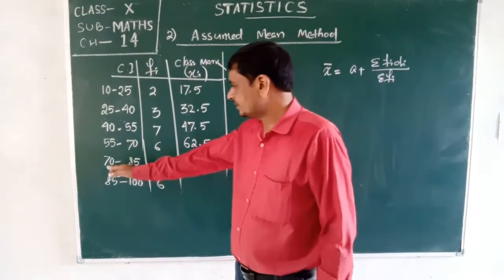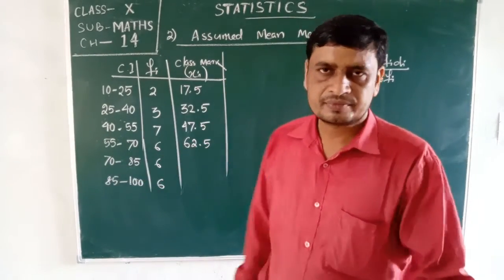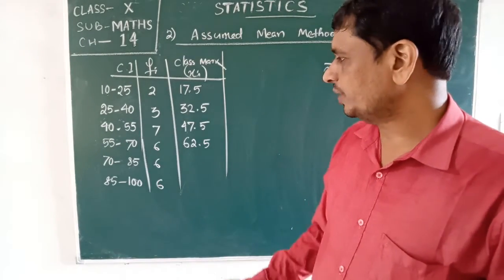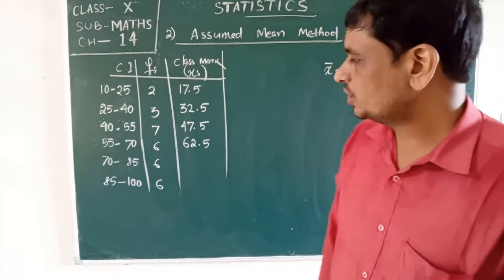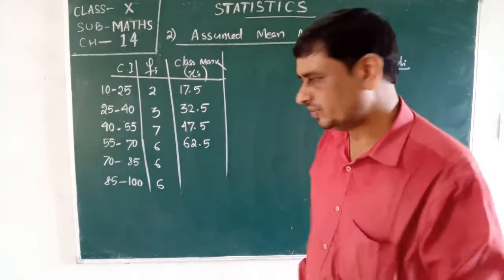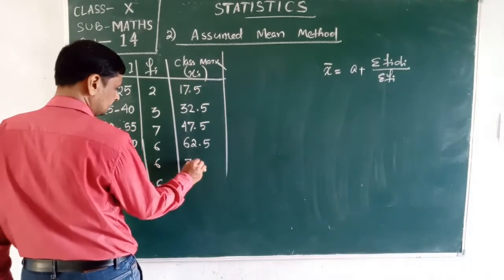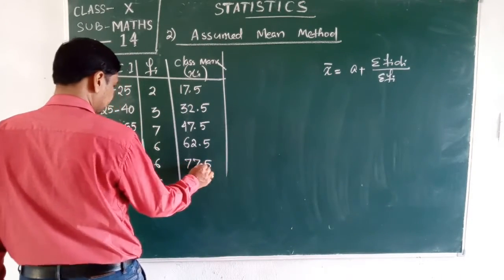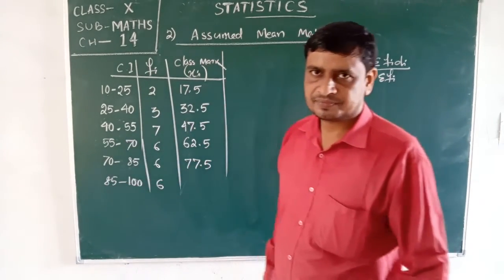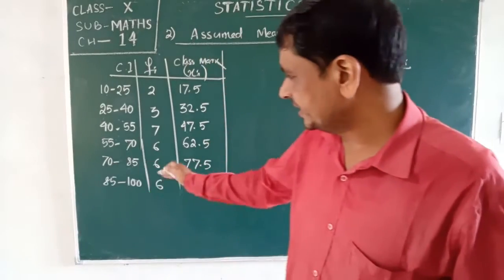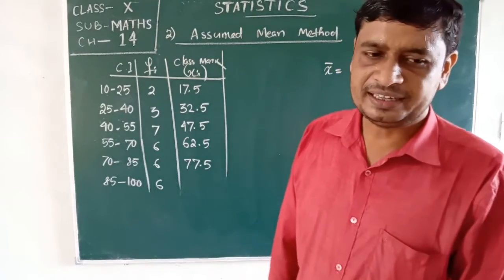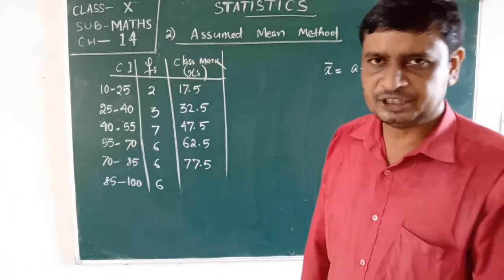Next class interval is 70 to 85. So what will be the class mark for 70 to 85? First we have to add 70 and 85. It becomes 155. 155 by 2 becomes 77.5. Next class interval is 85 to 100. The sum of this lower class limit and upper class limit is 85 plus 100 becomes 185. 185 by 2 is 92.5.